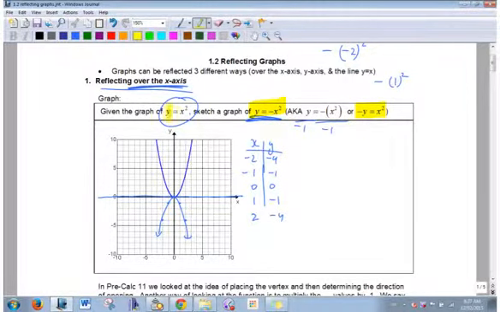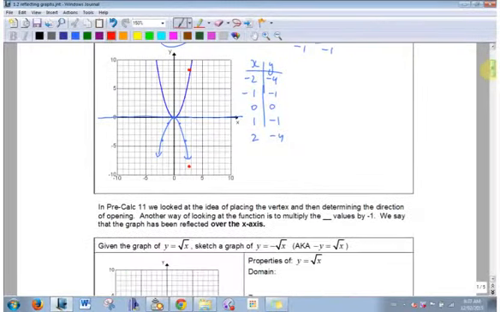So think of it this way. Whatever you got for y before, let's say it's this point up here. Now it's -y, which means it's the exact same point, but now it's down here. It's reflected over the x-axis. So, in pre-calc 11, we looked at the idea of placing the vertex and determining the direction of opening. Another way of looking at this function is to multiply the y values by -1. All the y's now become negative. Gets flipped over. And I actually made you memorize that in Math 11.